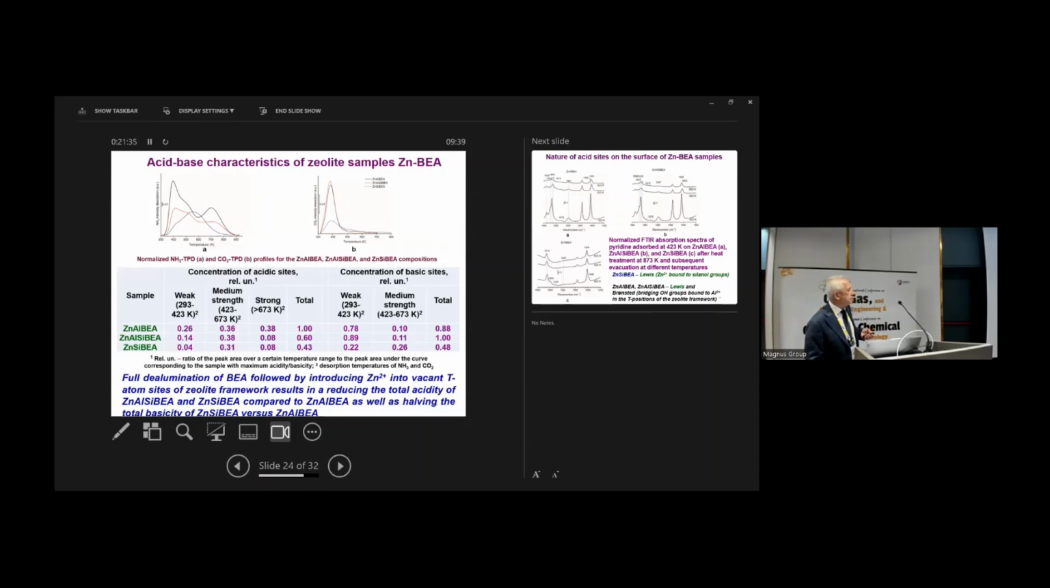Now using ammonia TPD and CO2 TPD, we can obtain information about concentration of acid sites and concentration of basic sites. So we can see that full dealumination of beta followed by introduction of zinc into vacant sites of zeolite results in reduction of the total acidity, as we can see here, and having different kinds of weak and medium basic sites.